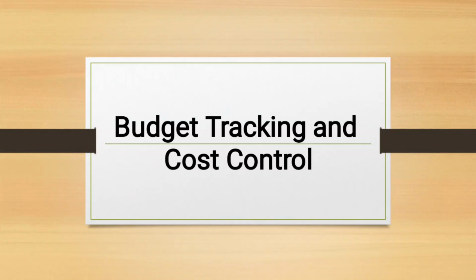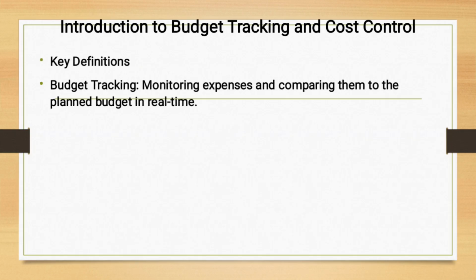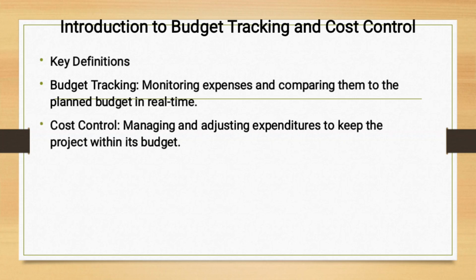Let's talk about budget tracking and cost control. On this one, let's understand the following key definitions. Number one, budget tracking. That is monitoring expenses and comparing them to the planned budget in real time. So here is where you're trying to monitor how you're spending your money for a particular project.